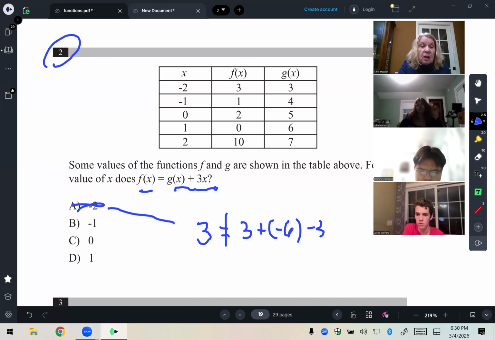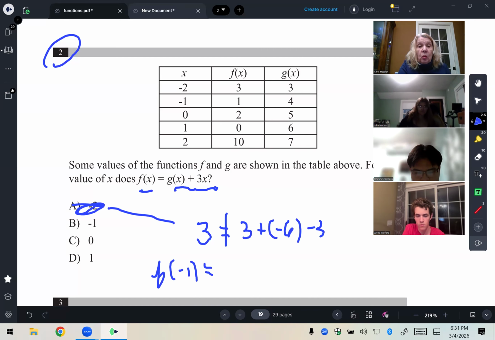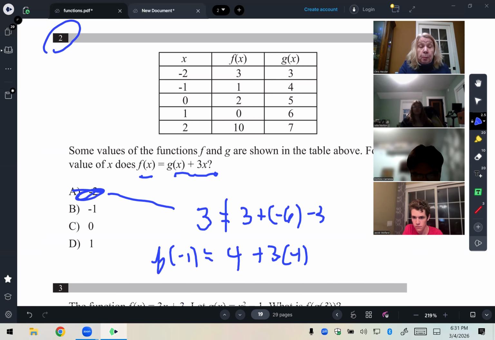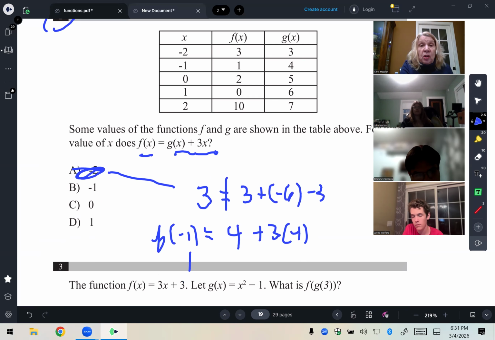No. So that's out. So then I'm going to try -1. So we'll see if that works. So f of a -1 would equal g of x, which is 4, plus 3 times a -1. So f of a -1 is 1 right here. I'm just looking at this line. So 1 equals 4 minus 3. So that's our winner, which is B.